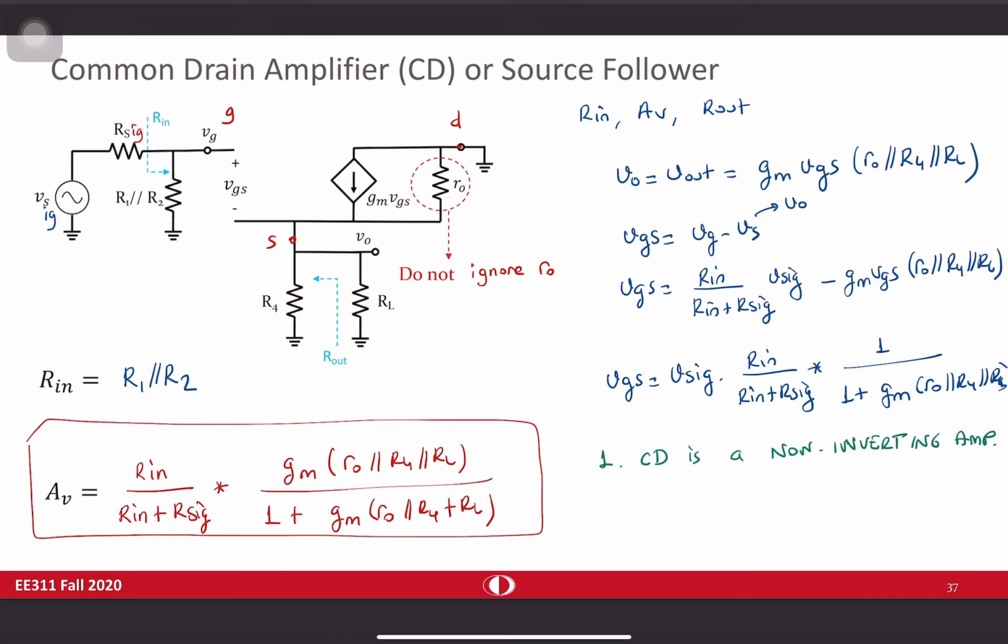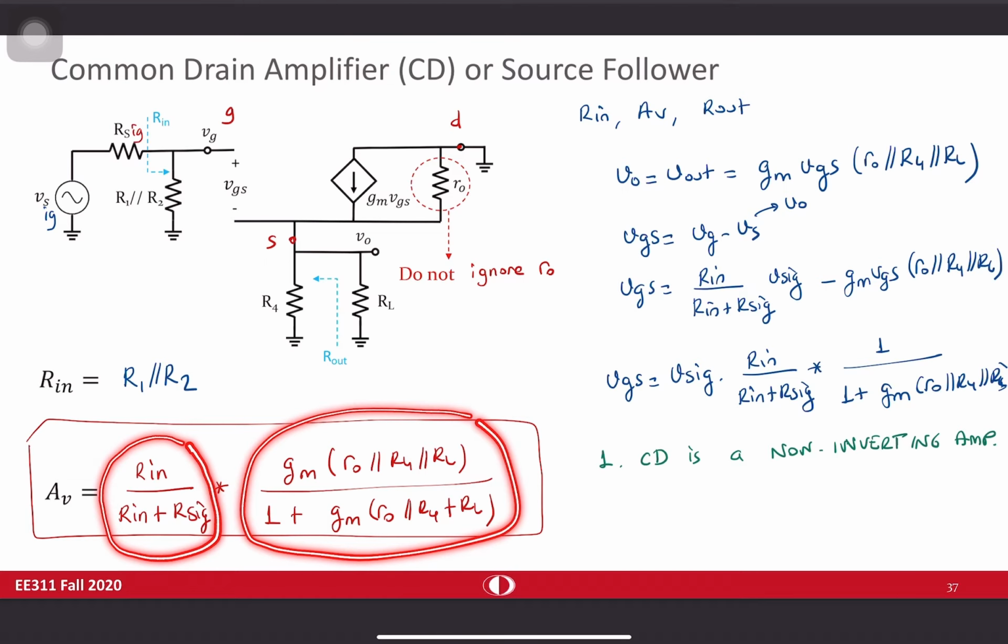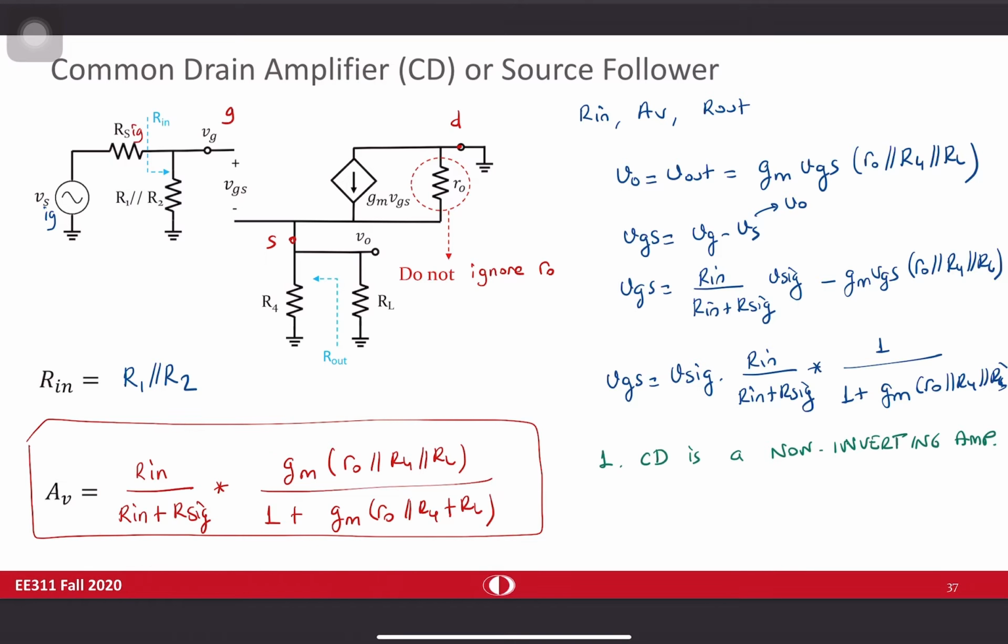The second thing is that when you take a look at this expression, this part is less than 1 definitely, and this part is less than 1. So this means that your gain is less than 1. AV of common drain amplifier is definitely less than 1. So this is somehow interesting because we always want large gain, but now we made an amplifier which has a gain of less than 1. So what we can do in this part is you want to maximize it, like by doing a good design.